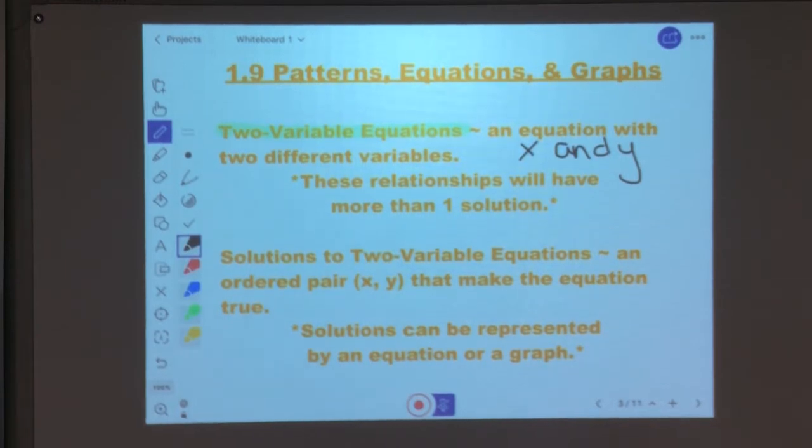These relationships will have more than one solution because what these do is create ordered pairs, which are called your solutions to a two-variable equation. They're ordered pairs that give you that solution of x and y. So every time we sub in for x with one number, we're going to get a different output for y. These solutions can be represented by an equation or on a graph.